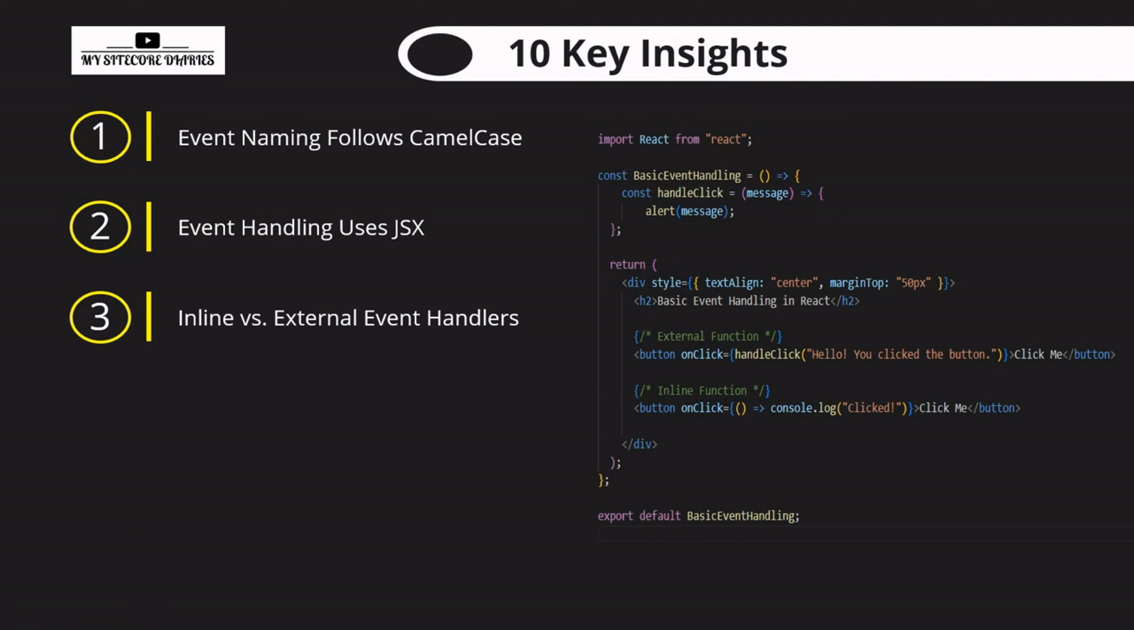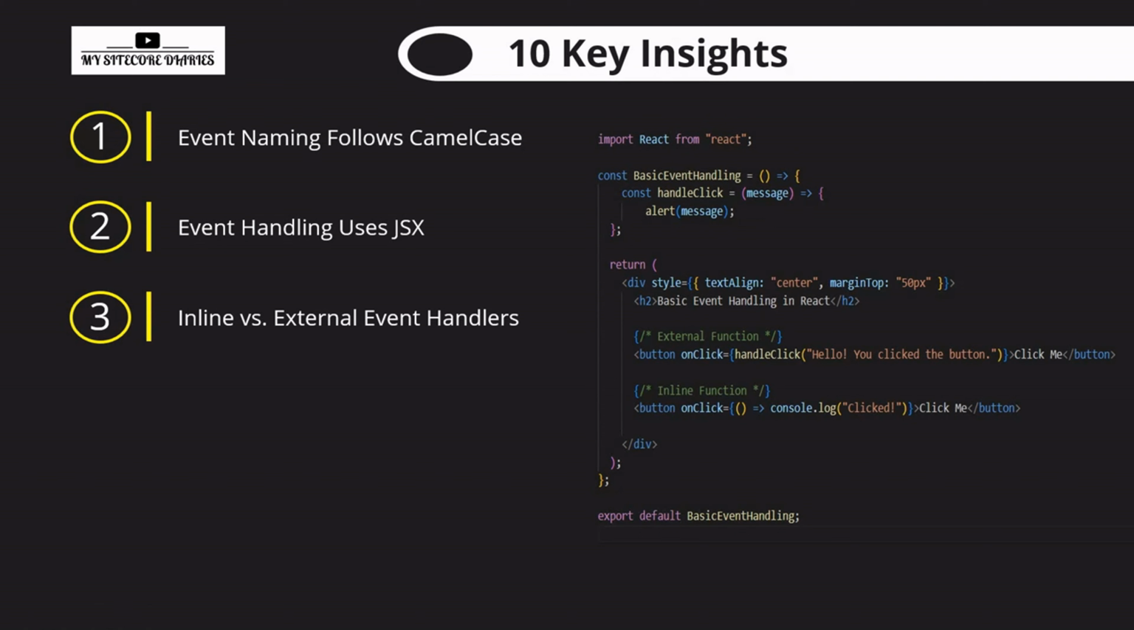The other way is the inline function. We define the functions directly inside the JSX. So let's see this example here, where there is no event defined outside. It is inline console click. Okay, so both these approaches are valid, but external functions improve the reusability and readability.